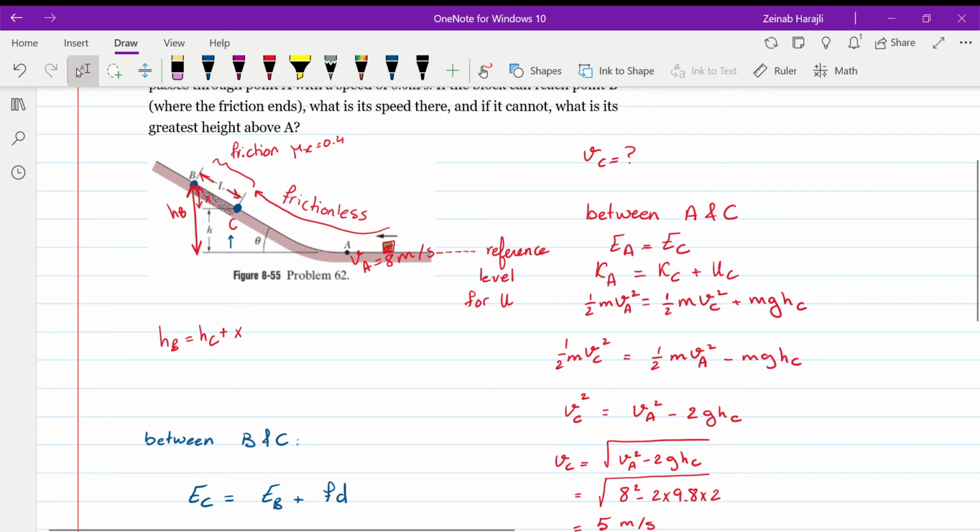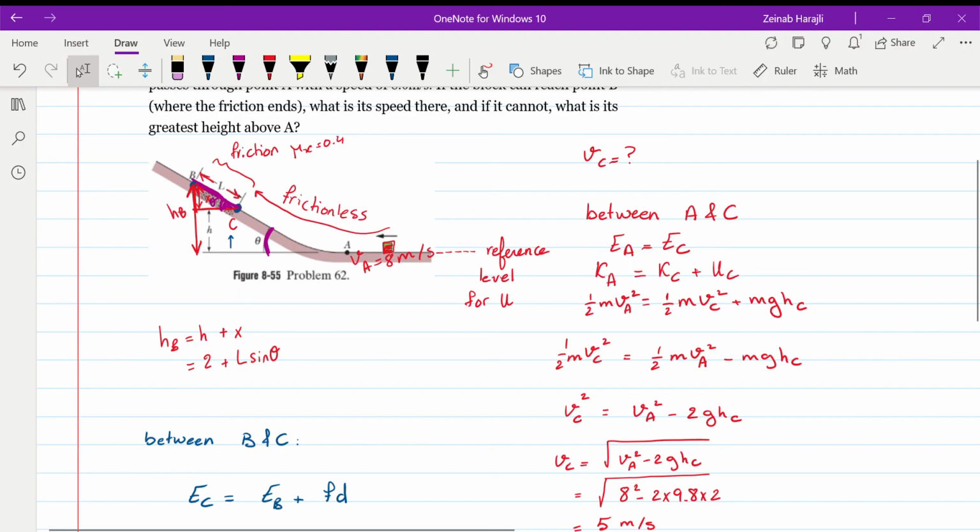So hB can be written as hC, which is h actually, plus x, and h is given to be 2 meters, and for x, we know that this is going to be L sine theta. So we're doing some trigonometry here. I'm considering this triangle. We know that this side has a value L, and we know that this angle is theta because we're given that this incline makes an angle of theta with the horizontal. Sine theta will be the opposite, which is x, over the hypotenuse, which is L.